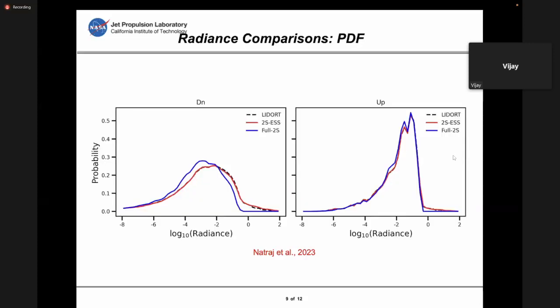You can see the results for this more clearly here using this PDF plot, for downwelling on the left and upwelling on the right. Again, you see that the full 2S, which is in blue, deviates a lot from the exact results, but the 2SESS matches the LIDORT calculations really well.